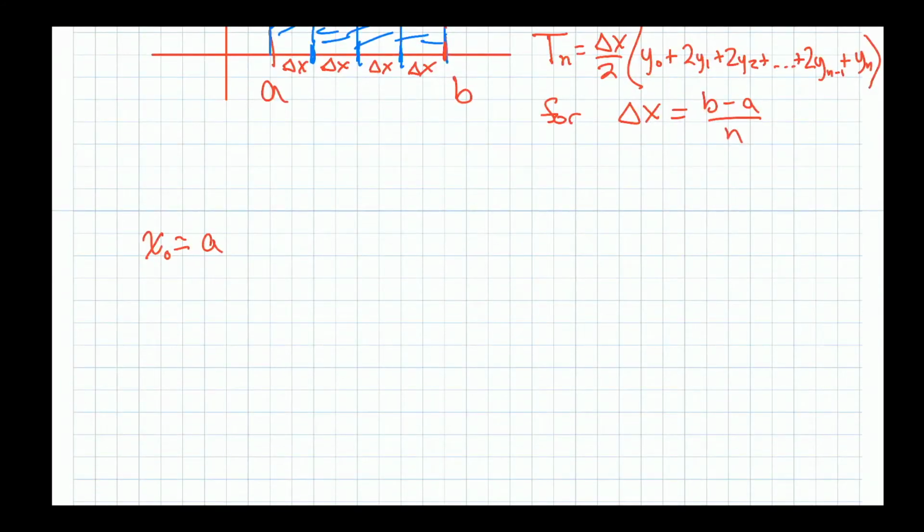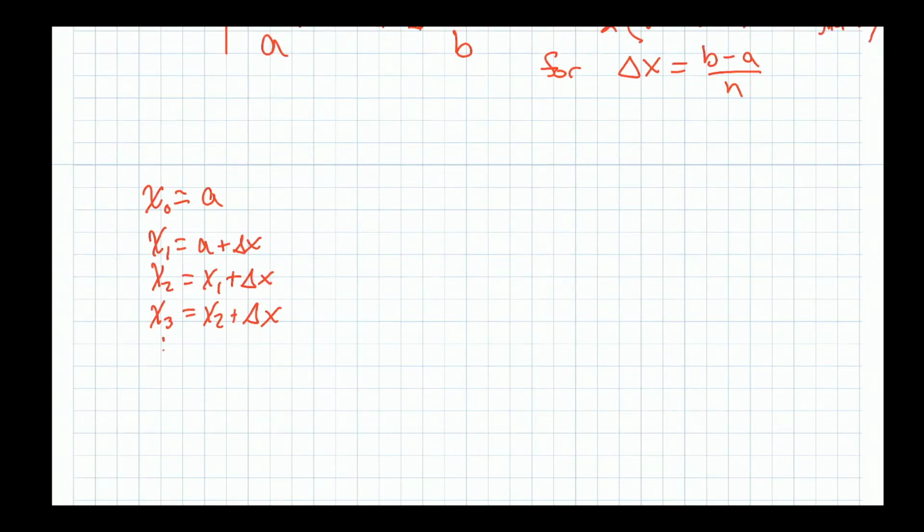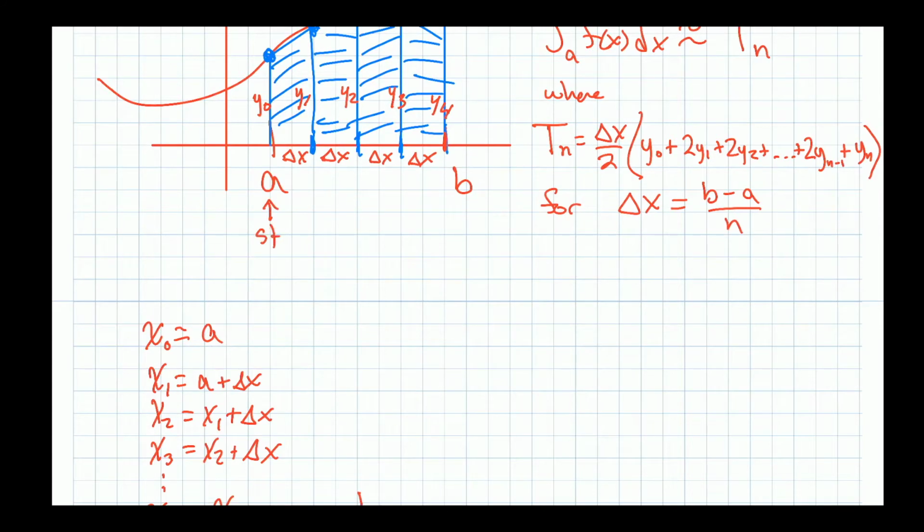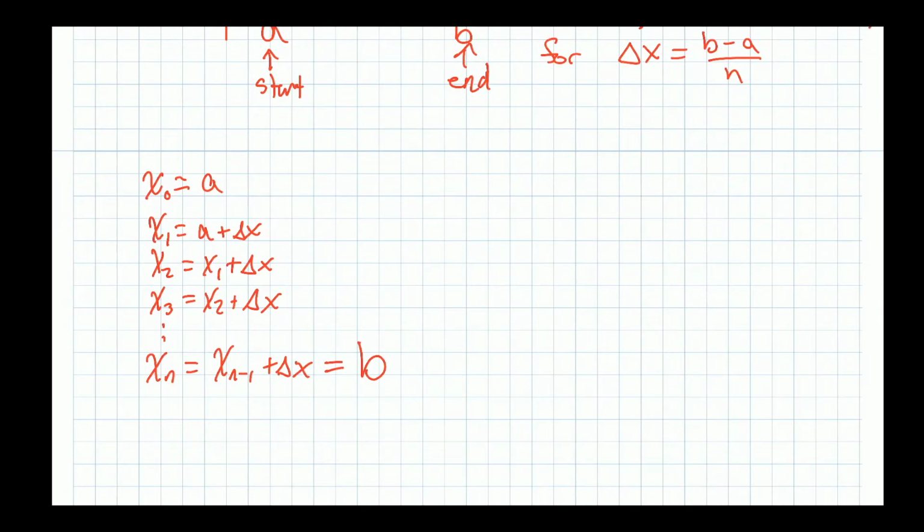And then the next one is a plus delta x, and the next one is x1 plus delta x, and then x2 plus delta x. You keep going until you get to xn, which is x(n-1) plus delta x, but also it's going to be b, right? Because you start at a and you end at b. So your x values start at a and end at b.